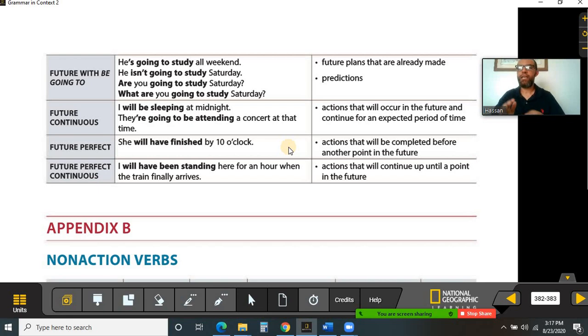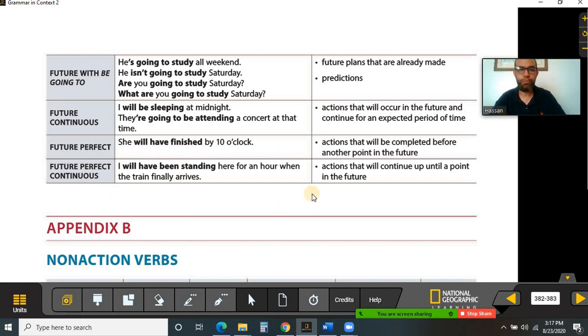Let's say a student is taking an English course, and this English course will have been done by, let's say, December 15, and we are today on, let's say, August 23rd. So we should say he will have finished his English course by December 15. He will have finished his English course by December 15. An action that will be completed in the future by a certain time. This is the future perfect.